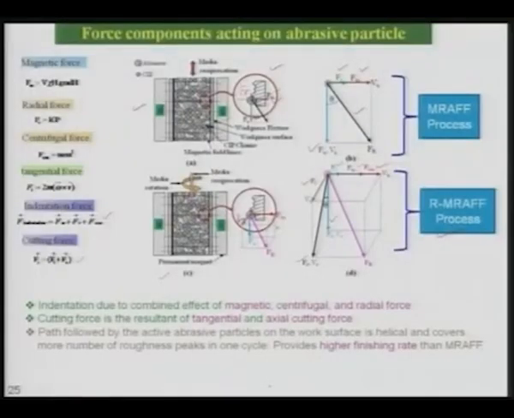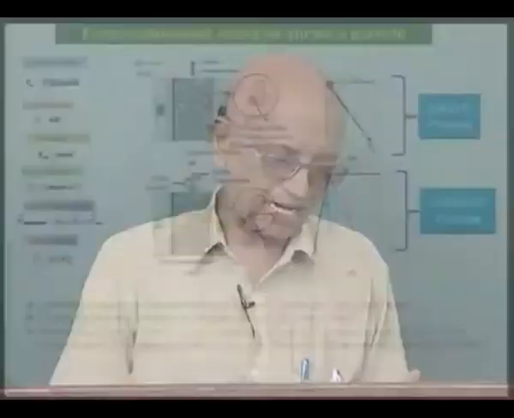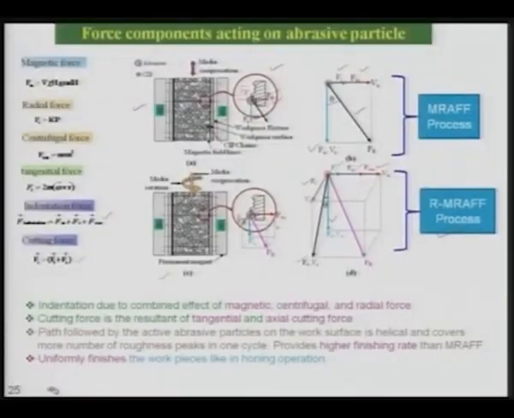Why is the finishing rate higher? Because when it is moving in a helical path in one single stroke, it will cover more number of peaks and remove the material from more number of peaks, and the total area from where material is being removed will be more than in case of the MRAP process, and that is why you have a higher finishing rate in case of the RMRAP process as compared to the MRAP process.